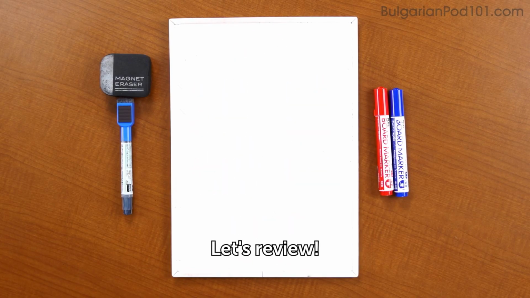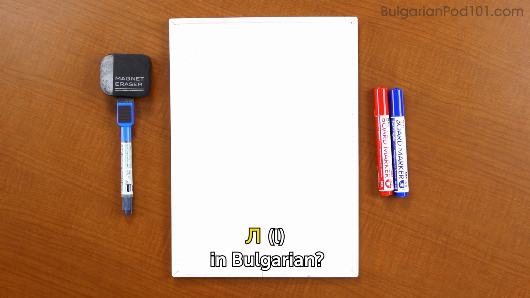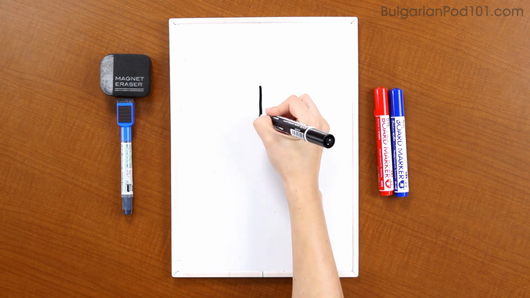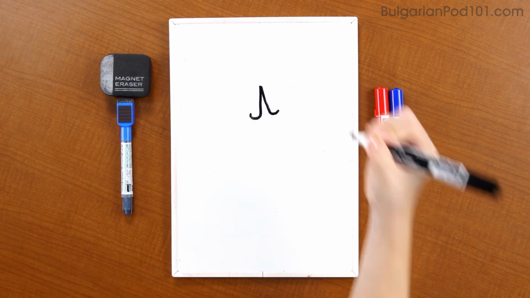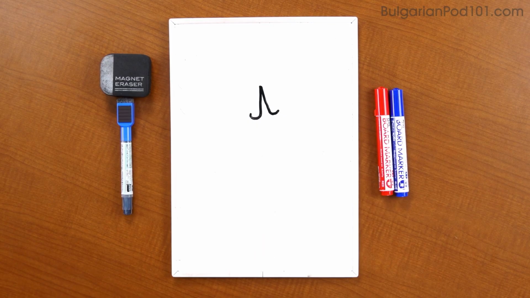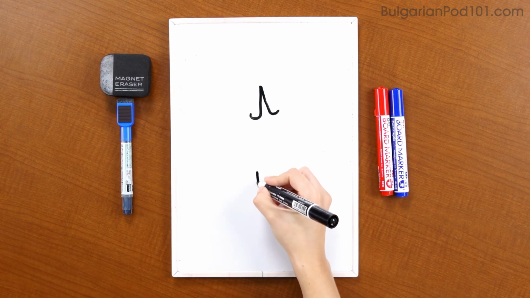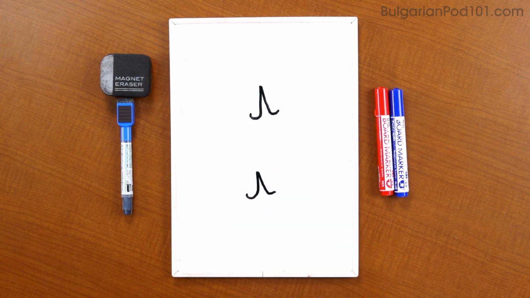Let's review. Do you remember how to write L in Bulgarian? L.